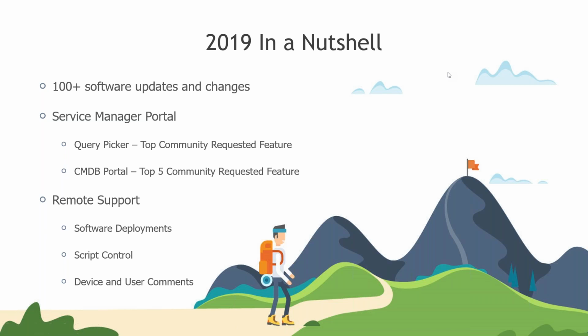With that, we'll go through what we've done here in 2019. So far in 2019, it's been a busy year. We've released over 100 software updates and changes to our various lines of products. Our two core products, Service Manager Portal and Remote Support, have seen the biggest changes. On top of that, we've released a number of new features. A few of these we'll highlight real quick.